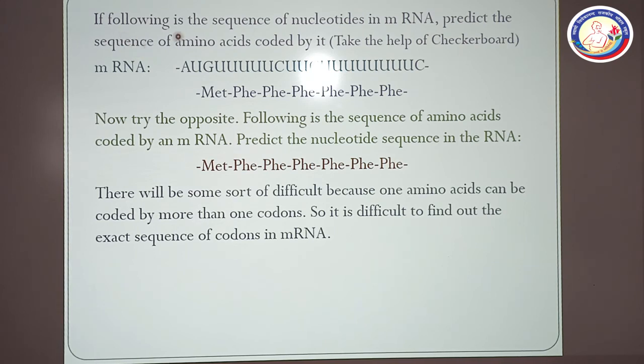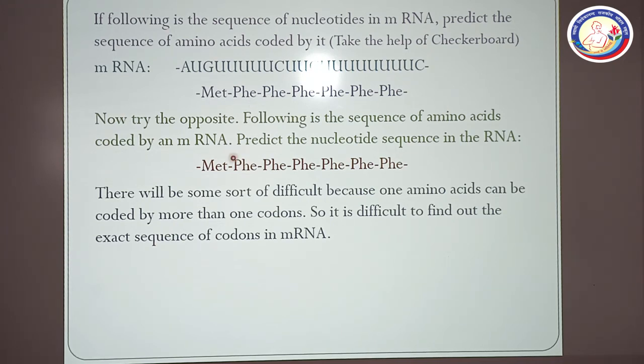In the following is the sequence of nucleotides in mRNA. Predict the sequence of amino acids coded by it. Take the help of the checkerboard. Suppose this is the mRNA: A U G U U U U U U C U U C U U C U U U U U U U U C. Then it will code for methionine, phenylalanine, alanine, and so on.